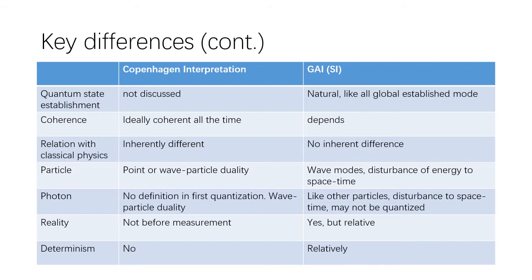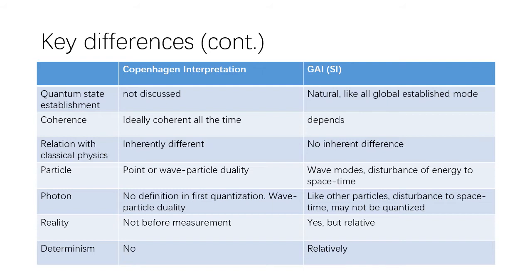Standard interpretation uses the standard model picture of a particle, or the disturbance mode of energy to space-time, usually some stable modes. In Copenhagen interpretation, the concept of a photon is not discussed in the first quantization, and it behaves like other identical particles in the second quantization theories, also with wave-particle duality. In standard interpretation, it is also a disturbance mode to space-time, like other particles, but unstable or always traveling, because it has no rest mass.